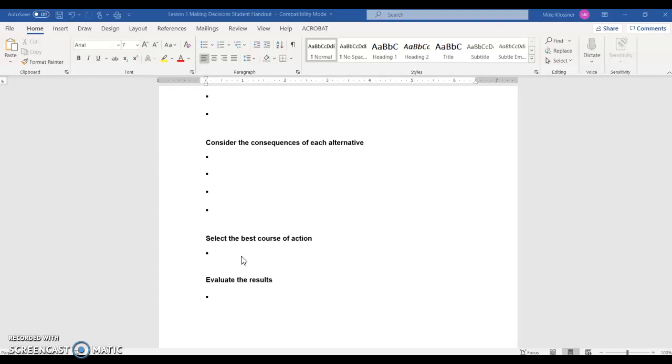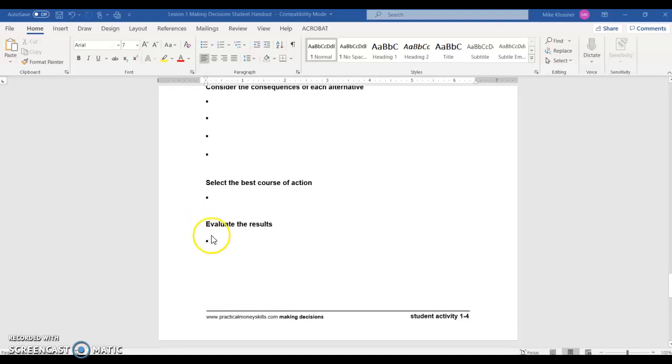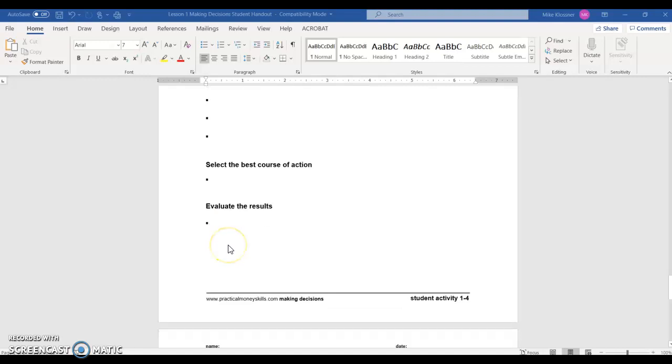Or if it's already happened, what did they choose to do? And then have them evaluate the result. Did they make a wise decision? Did they maybe make a decision that, looking back now, they wish they would have gone a different direction? Okay, so that is student activity 1-4.